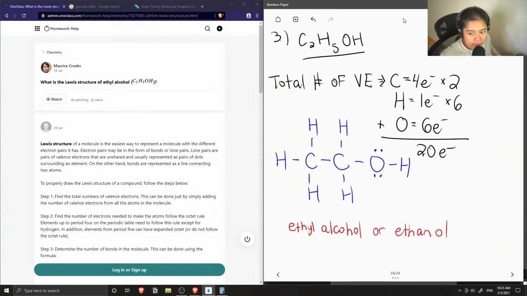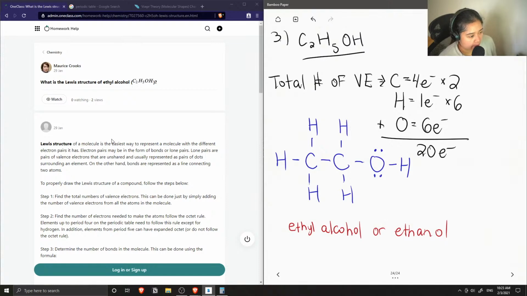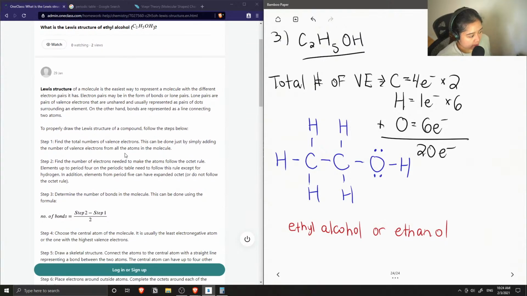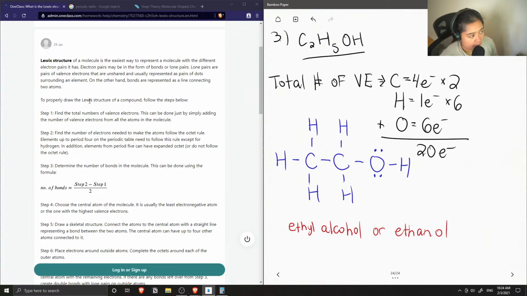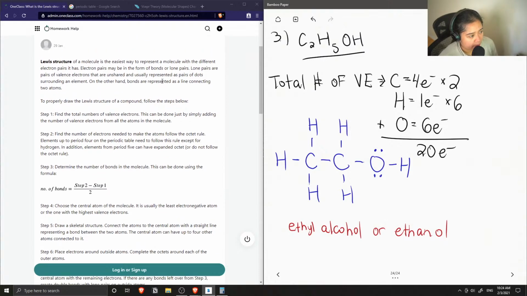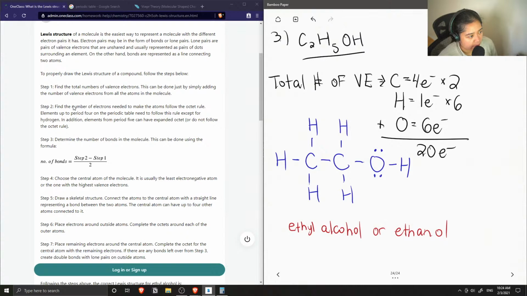Okay, so the junior tutor said that the Lewis structure of a molecule is the easiest way to represent a molecule with different electron pairs. Electron pairs may be in the form of bonds or lone pairs, and lone pairs are pairs of valence electrons that are unshared and usually represented as pairs of dots surrounding an element. On the other hand, bonds are represented as a line connecting 2 atoms. To properly draw the Lewis structure of a compound, we follow the steps below. Step 1, find the total number of valence electrons. This is done by adding all the valence electrons from the atoms.